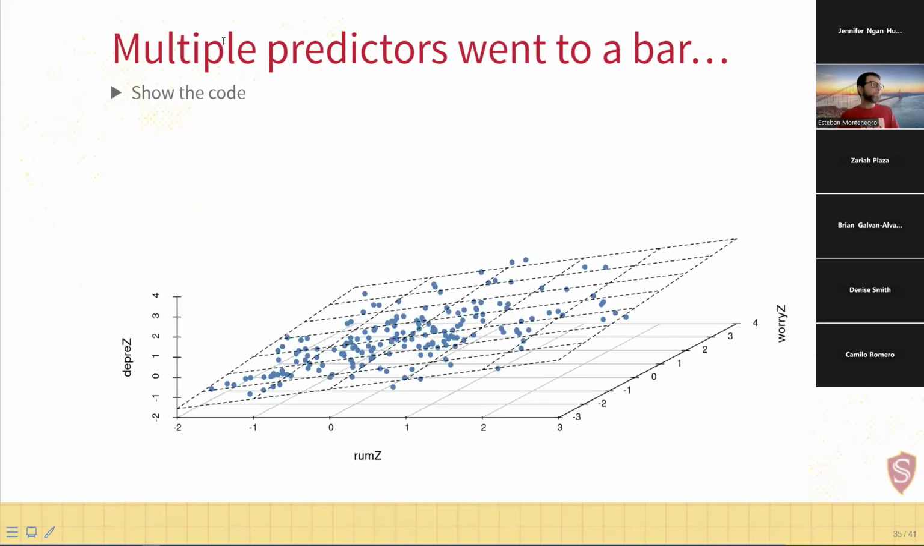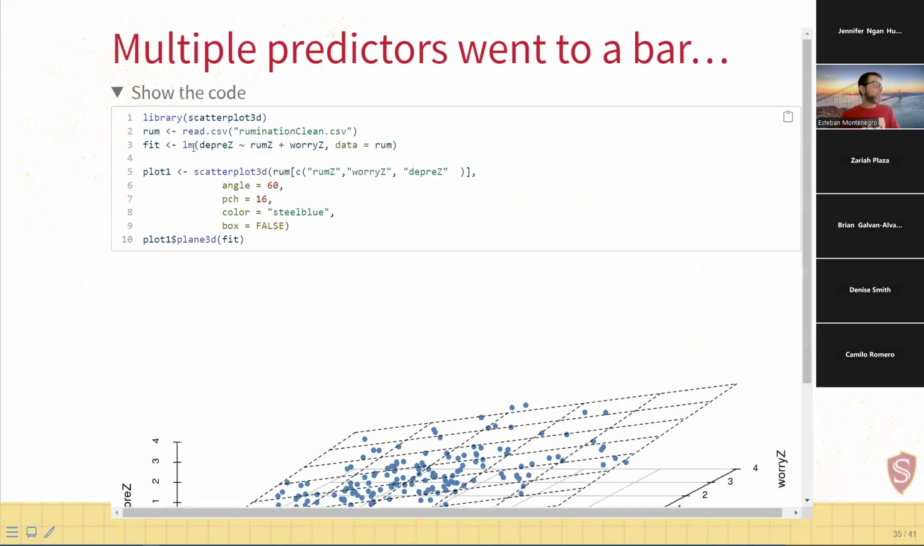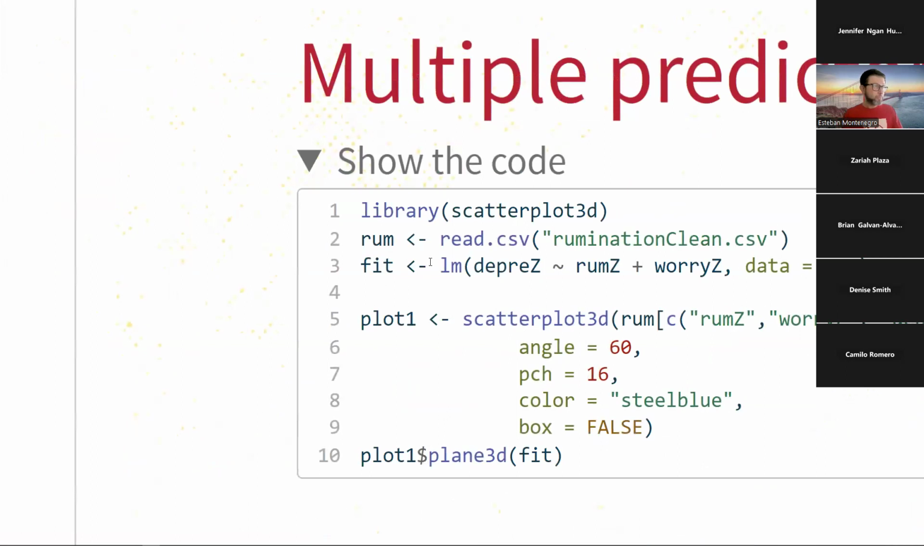Let's see this example. Let me go to probably here. You can see here, I'm using the dataset rumination, and this data is on my website. You can just download the data, or probably you have it around because we used it the last time.